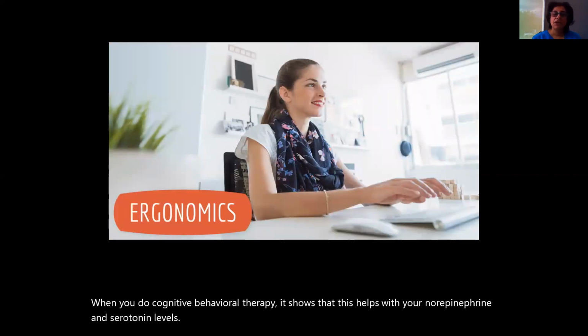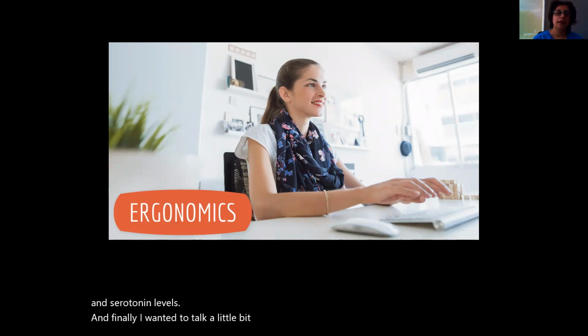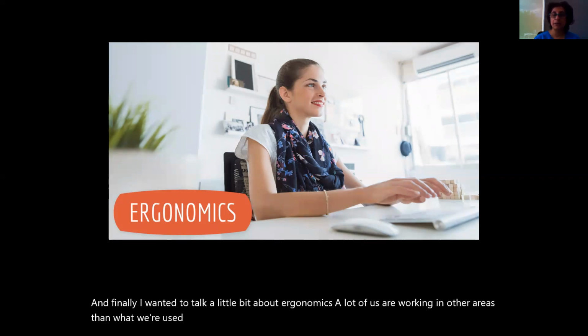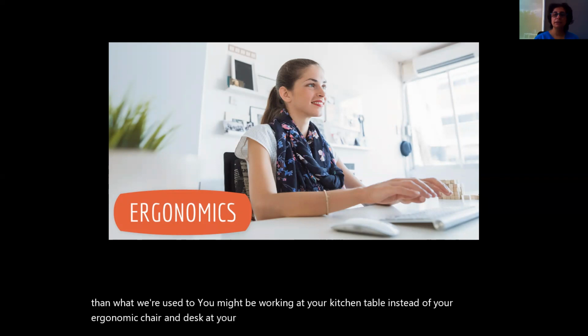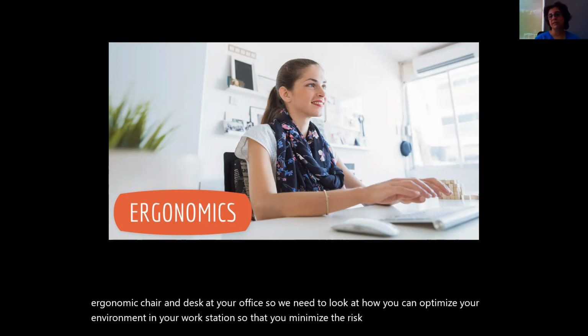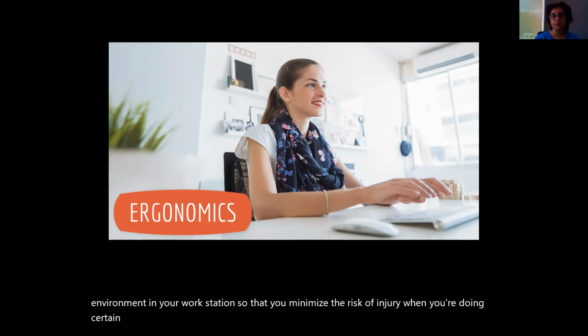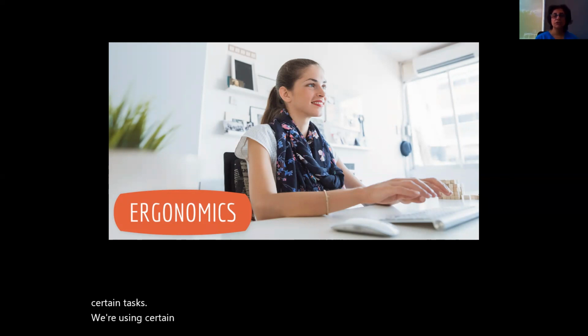And finally, I wanted to talk a little bit about ergonomics. A lot of us are working in other areas than what we're used to. You might be working at your kitchen table instead of your ergonomic chair and desk at your office. So we need to look at how you can optimize your environment and your workstation so that you minimize the risk of injury when you're doing certain tasks or using certain tools. So you want to try and apply ergonomics in daily activities.